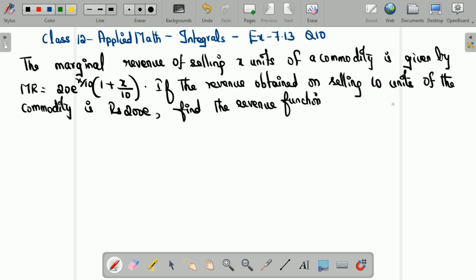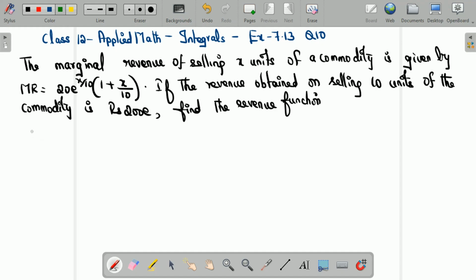In this video, let's find the solution for the 10th question in exercise 7.13. The marginal revenue of selling x units of a commodity is given by MR = 20 e^(x/10) (1 + x/10). If the revenue obtained on selling 10 units of the commodity is rupees 200e, find the revenue function.